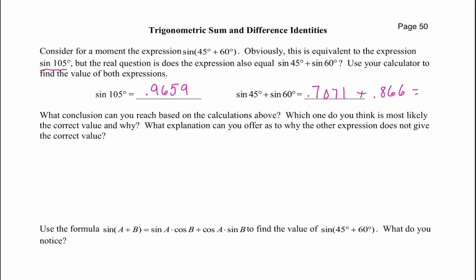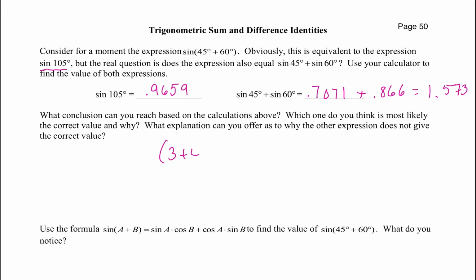Well, if I add those two things together, I end up getting 1.573. So the point being that if you take the sine of 105 and then take the sine of 45 plus the sine of 60, they do not come out to the same thing. It's important to know that that property exists, just like if we were doing something like distributing, right?